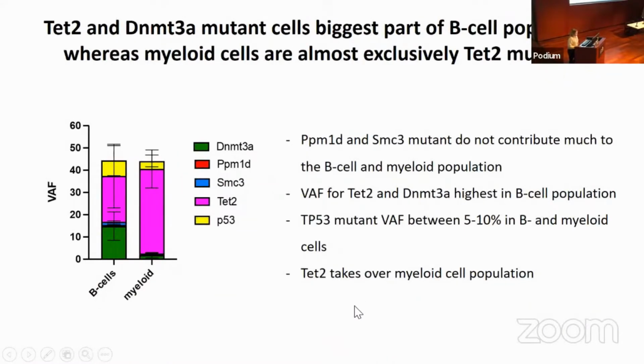Next, we looked at the bone marrow cells that we sorted for lineage markers. And as you can see here, for the B cell and myeloid population, again, TET2 is the biggest fraction. And especially in the myeloid population, it's really interesting that TET2 almost takes over and suppresses all the other mutant clones.